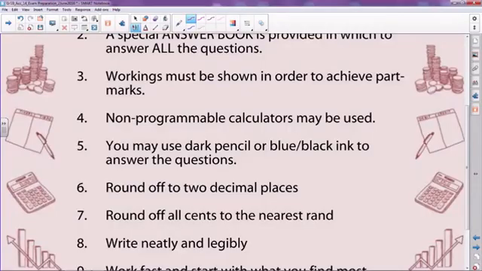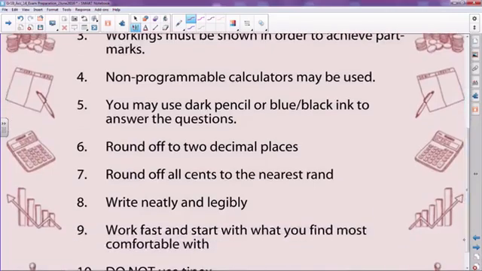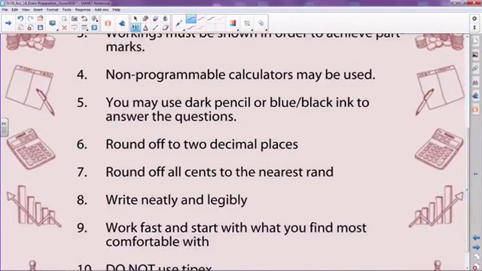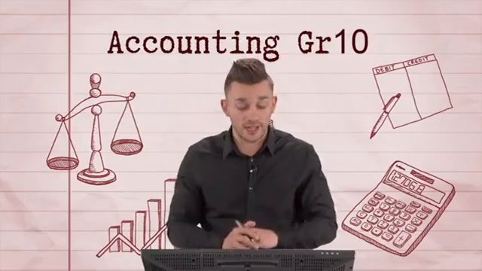Another one, you need to round off normally to 2 decimals. If you look at number 6, remember, you need to always round off to the nearest rand if they state so. So it states: round off all cents to the nearest rand. If you read that, you need to know, I can't have cents, I need to round off to the nearest rand wherever I do a calculation, unless it's otherwise stipulated. So always read that carefully.